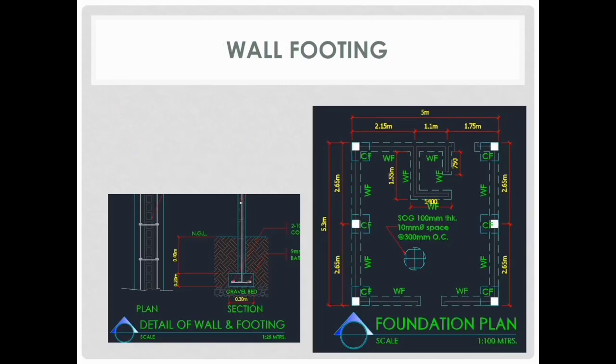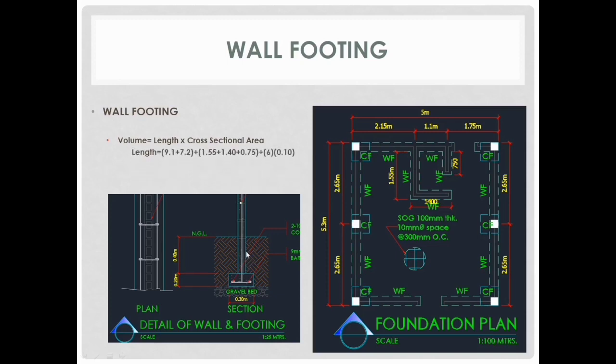Then, for wall footing, kailangan natin ng foundation plan para makita natin ano yung mga wall footing, syempre dimension, and section ng wall footing para makita kung gaano kalalim. And yung thickness ng wall footing mismo. So, sa computation, volume is equal to length multiplied by cross-sectional area.